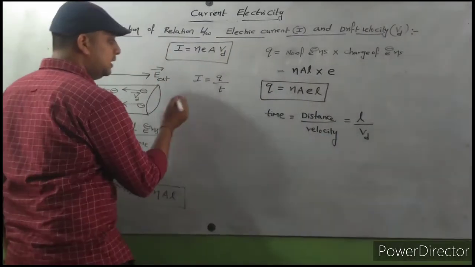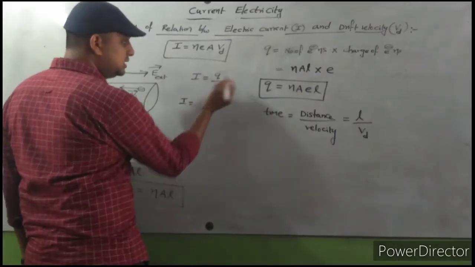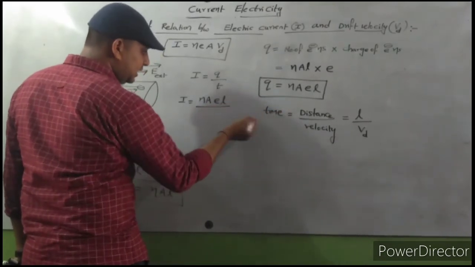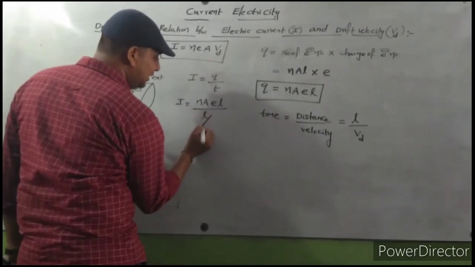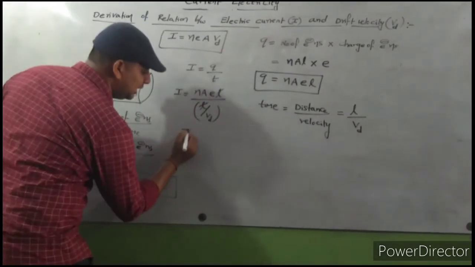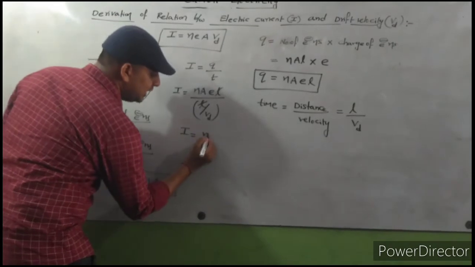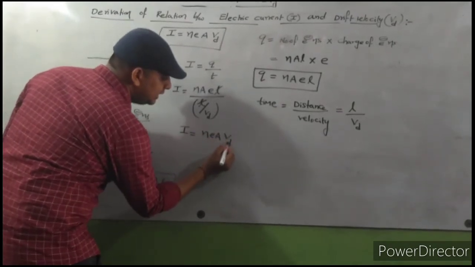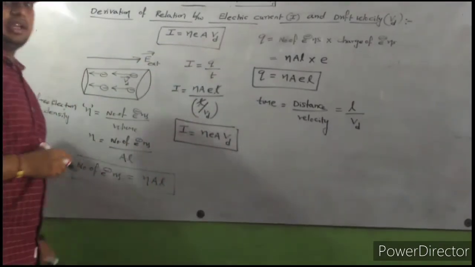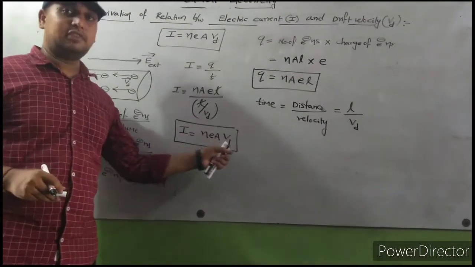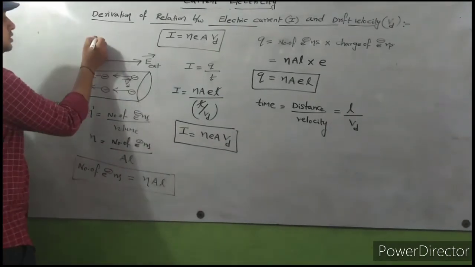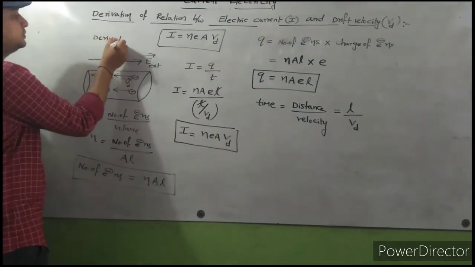Substitute here. I is equal to charge, nALe, by time, L by Vd. Here L is going to be cancelled. Finally, I is nothing but nAeVd. So electric current I is equal to nAeVd. This is the derivation.